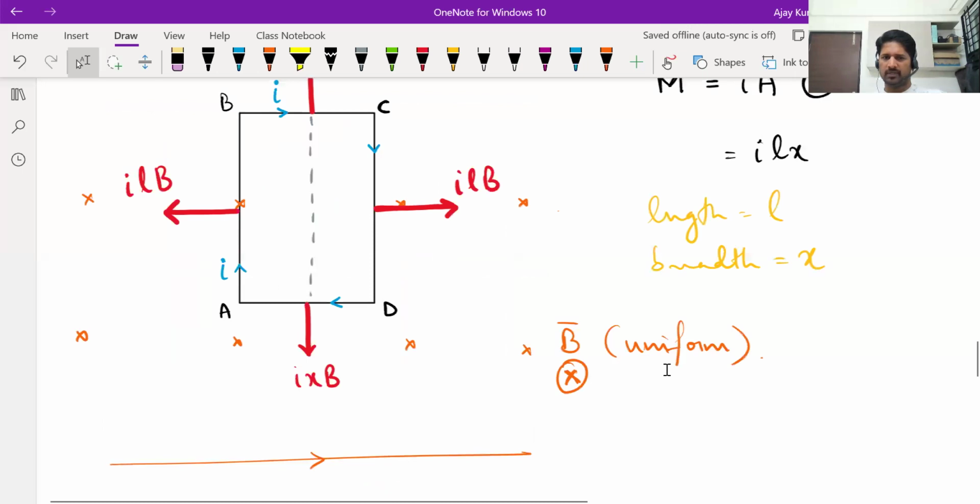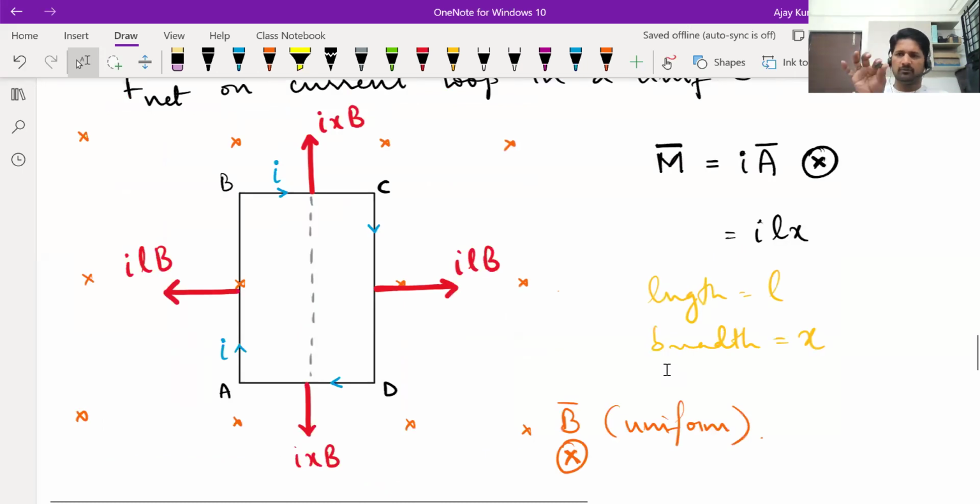Originally, the loop was in the plane of the screen. Then the magnetic moment was perpendicular to the screen, like this. Now, if you rotate the loop by an angle theta, the magnetic moment vector also will rotate by the same angle theta. That is what I'm showing. Earlier, the magnetic moment was in the same direction as the field. Now we rotated the loop by theta, so the magnetic moment also rotates by theta.